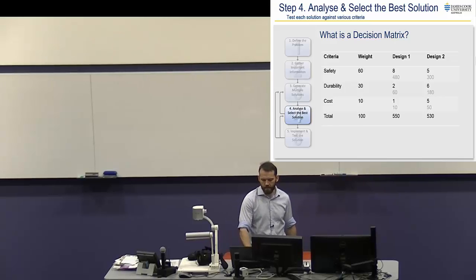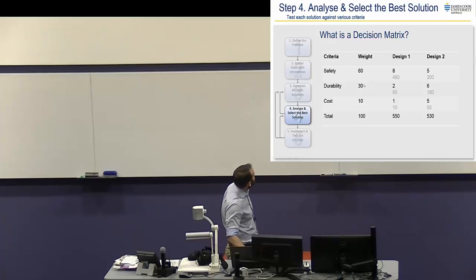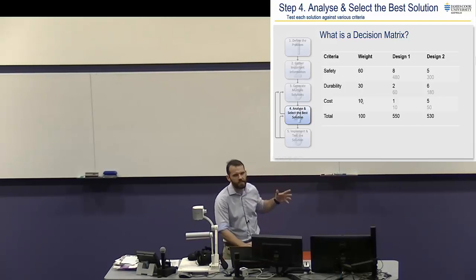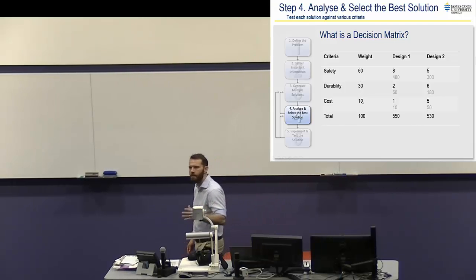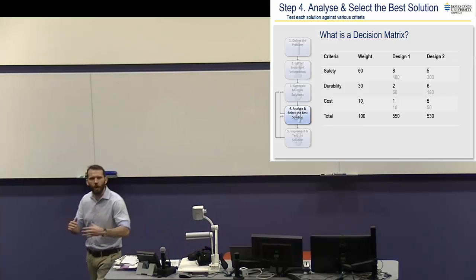right? So this next column is weighting. How important is a particular criterion? In this example, safety is very, very important. Durability, medium important. Cost is fairly low priority. So we're fairly insensitive to cost. Okay?